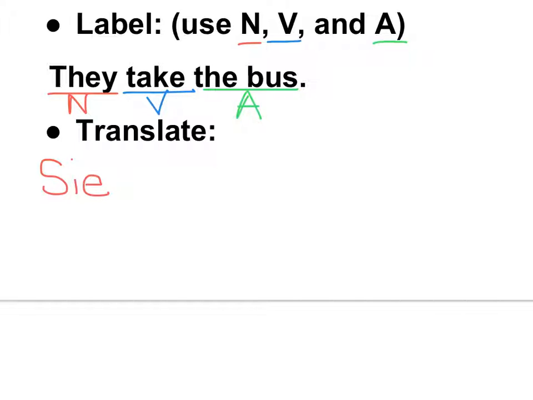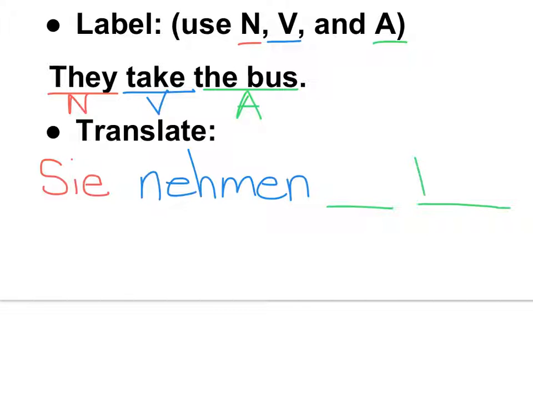What's the verb to take? It's to pick up. Got it yesterday. Nehmen. Gut. Sie nehmen. What's the word for bus? Bus. Yep. So bus is going to go here. Masculine, feminine, neuter, or plural? Masculine. Okay. So it's masculine and it's accusative.